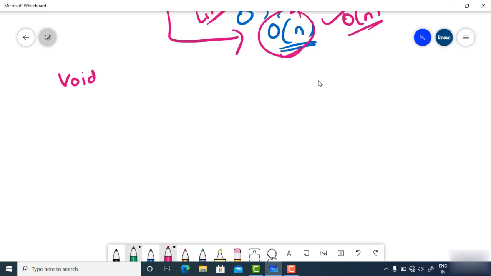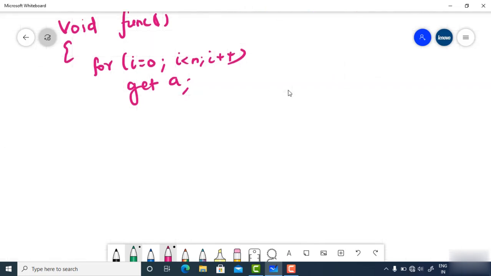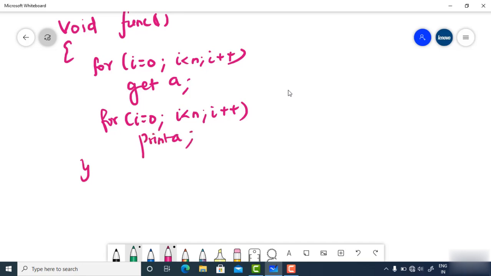Void some function. Here first I will be having a for loop, which will go n times, and it will get some elements, get a. So get some elements, and then I'll be having one more loop. It will print those elements. So this is a simple algorithm, right?